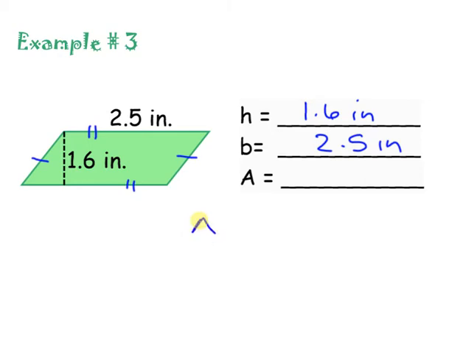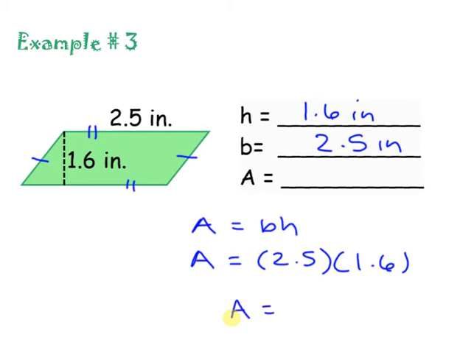And again, our area is base times height. So your area is going to be 2.5 times 1.6. And when you calculate that, you're going to get 4. So your area is 4, but always include your units: inches times inches is inches squared, or inches to the second power.